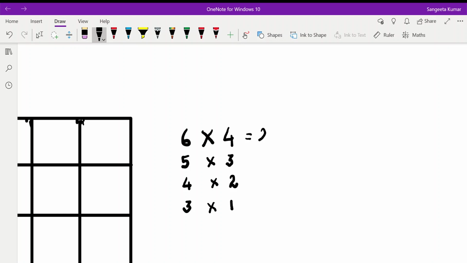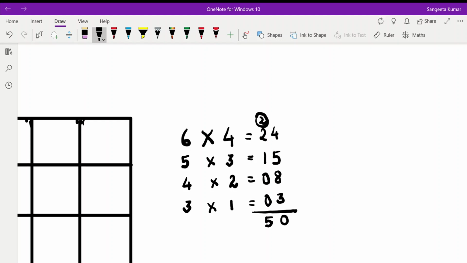Now we find the products: 24, 15, 8 and 3. And the total number of squares is the sum of all these. So we can easily add. We know 8 and 8 is 16 and 4 is 20. We have 2 carried over, 4 and 1 is 5.